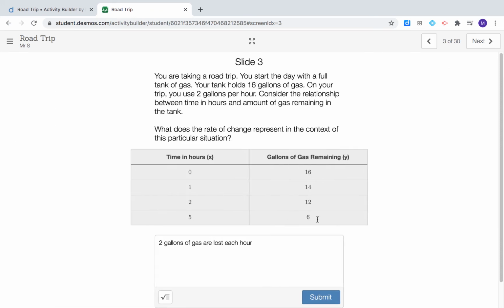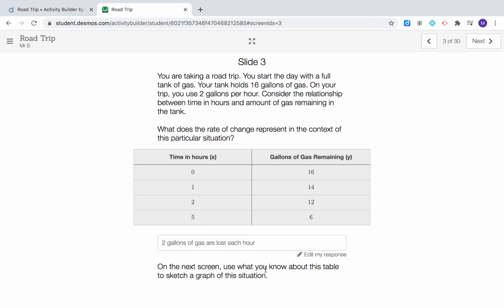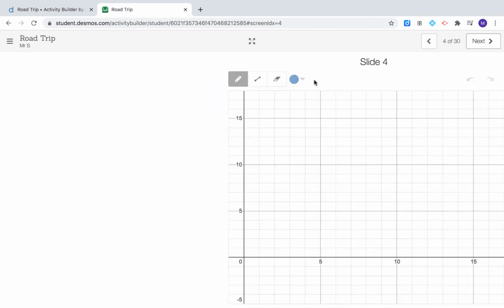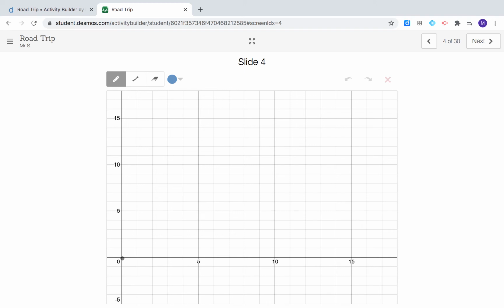So they asked on slide 3 at the bottom here to graph this relationship. So you can see 0 hours is x and 16 gallons is y. So I'm going to graph that point. So 0 for x is right here. 16 for y would be right about there. So that's a point.